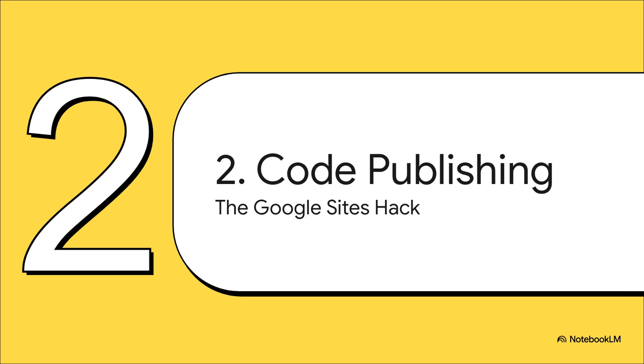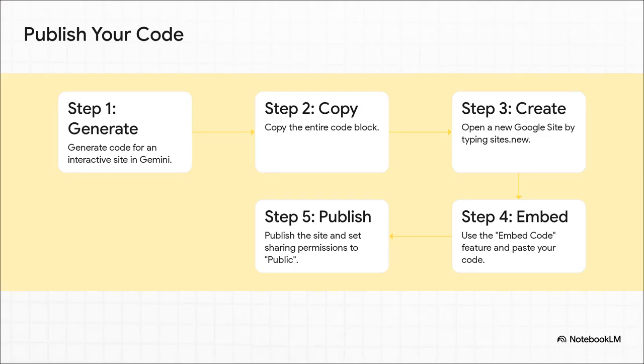All right, tip number 2 is a really brilliant workaround for another little quirk in Gemini's education version. So what happens if you get Gemini to code a cool interactive website for you, but you can't actually publish it from there? The answer is this awesome 5-step hack using Google Sites.